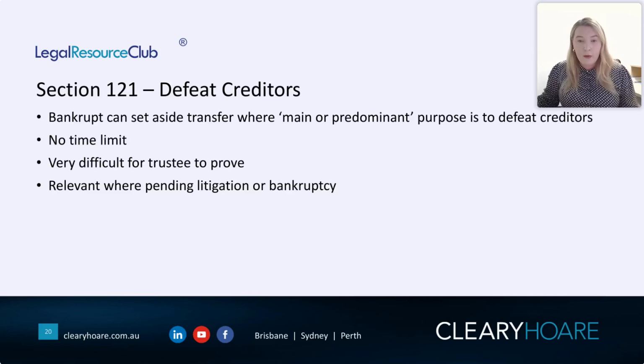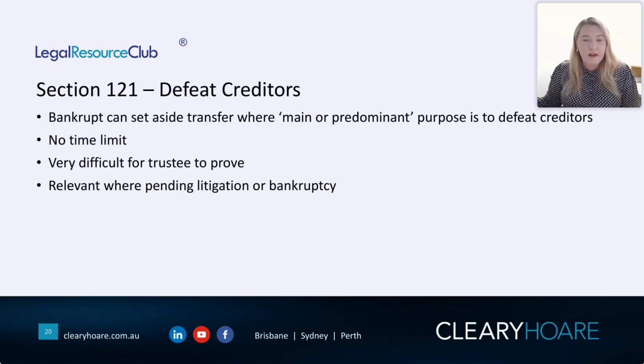The next clawback provision is Section 121, which is where you're entering into a transaction to defeat a creditor. So much like the last one, a trustee in bankruptcy would have the power to set aside or unwind a transaction where it can be shown that the main or the predominant purpose of that transaction was to defeat one or more creditors. Now, it's important to remember that that's referring to known creditors, not just contingent creditors.